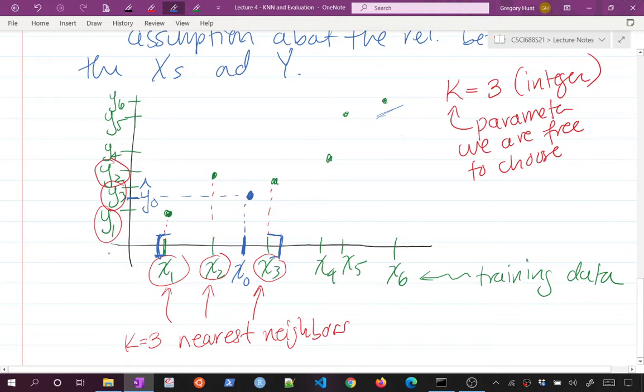We could do this for other points. If I were to pick a point here, let's call it x naught star, so here's some other x naught, I want to predict the value of y associated with that x naught. In this case, I'm going to choose x4, 5, and 6. I'm going to average the values of their associated y's. So I'm going to pick x4, 5, and 6, which is these 3 points here, and average their values. It's probably somewhere around here, isn't it? Maybe it should be about there, right?